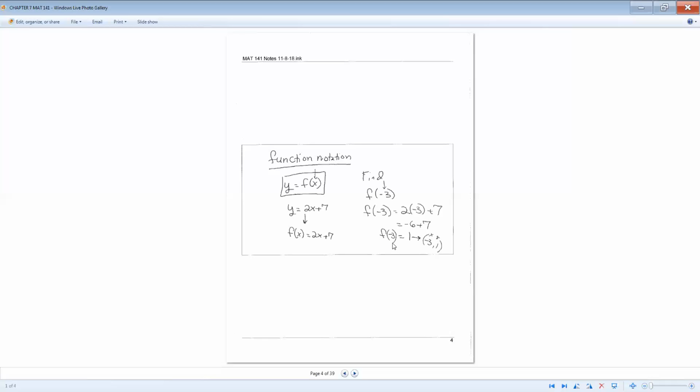Also, what that means is that, remember, negative 3 was x. And when I plug in negative 3, I got out y. So my ordered pair would be negative 3, 1.